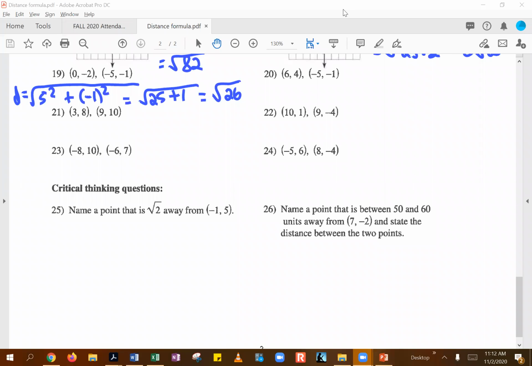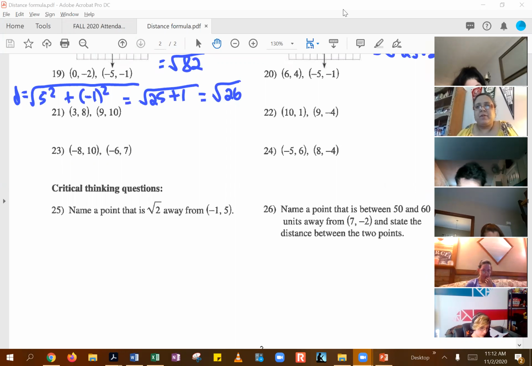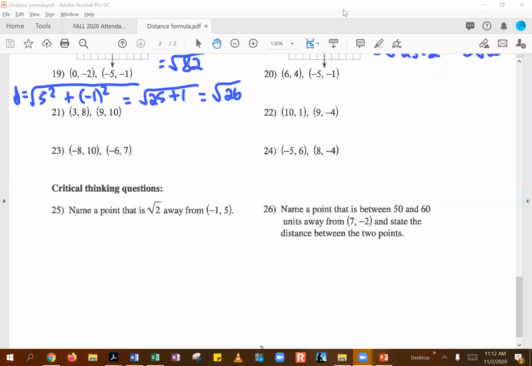Okay, so let's see for number 20. Elena, what do you have for number 20? For 20, I got the square root of 146. Square root of 146. Okay, so let's take a look at this guy.